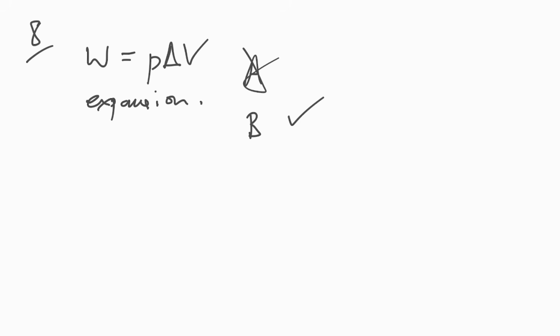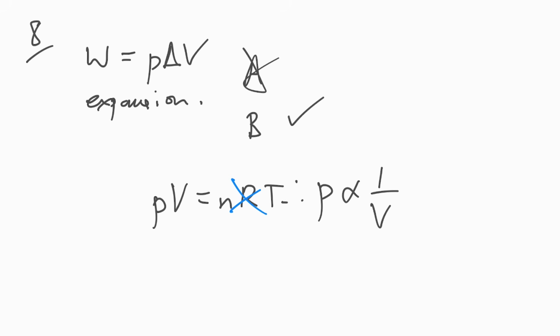D, doubling the pressure at constant temperature. Well, if that's the case, so PV equals nRT. So if that means that temperature is staying constant, then this is staying constant. So therefore, PV is equal to a constant. So therefore, P is inversely proportional to V. So if we're doubling the pressure, then the volume is going down, it's halving. So that is the opposite. That would be us doing work on the gas, not the other way around.